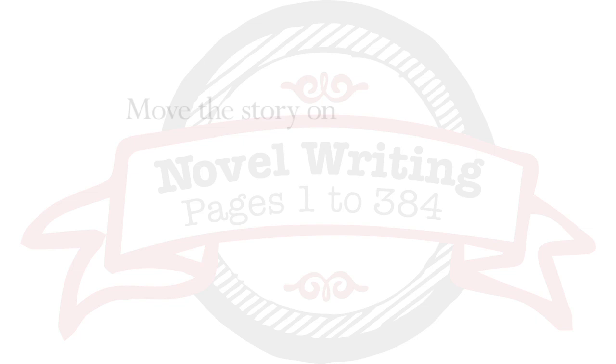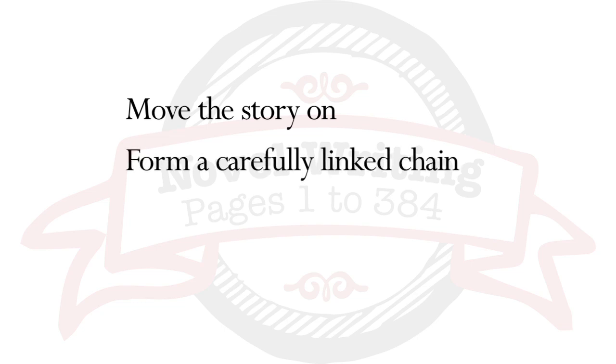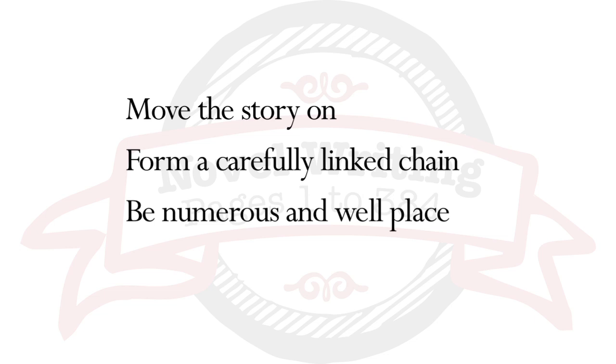As I mentioned before, these things should move the story on by directly showing the protagonist getting closer or further away from their goal, form a carefully linked chain so they follow on from one another, be numerous and sufficiently well placed throughout the novel to give it a good pace, and they should also be external events, so that if another character were present, they would be able to see something happening, and I'll come back to that later. These are the events which make up the main story, the protagonist's story.